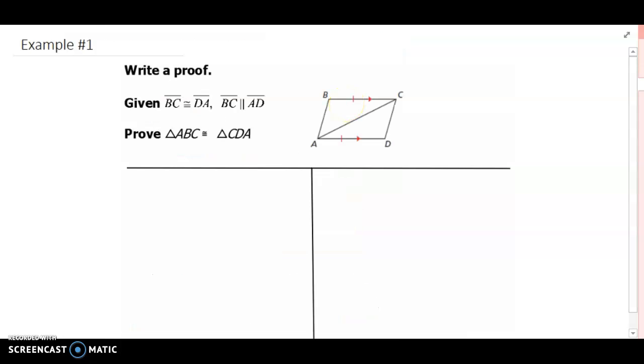All right, so let's go ahead and do a proof. I think you guys will find that you'll really, really like these theorems because they're huge shortcuts. All right, so we're given that BC is congruent to DA. Okay, that's given. And then we're also given that BC is parallel to AD. Okay, so we have this side here and this side here are congruent.